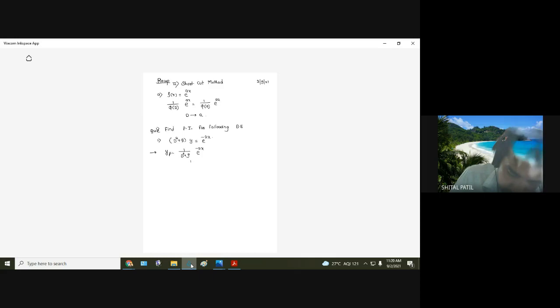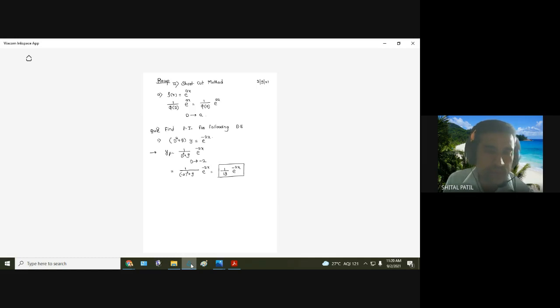What is to be done? Replace D by minus 2, the coefficient of x. So 1 upon minus 2 square plus 9, e raised to minus 2x. So 4 and 9, that is 13. That's it. This is the answer. No need to integrate anywhere. No need to use the 1 upon D plus m or D minus m formula.